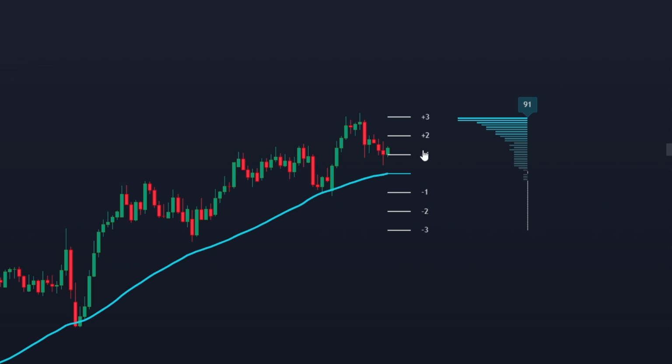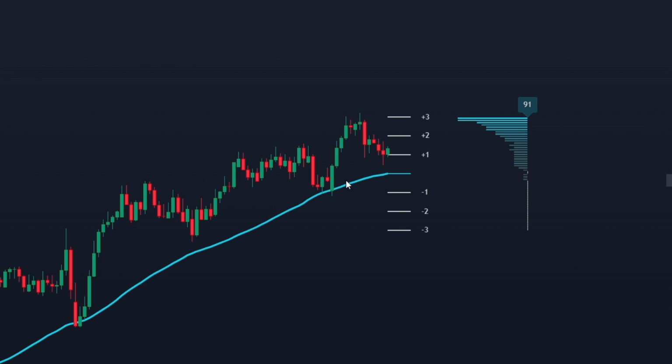Below the chart, there's a histogram. This is called the trend distribution profile. It shows how many candles the current trend has lasted. For example, if the trend started 60 candles ago, it will show 60 at the top. The bars in the histogram display how often price has closed within each deviation zone since the trend started. This gives us an idea of how price is behaving inside the trend.